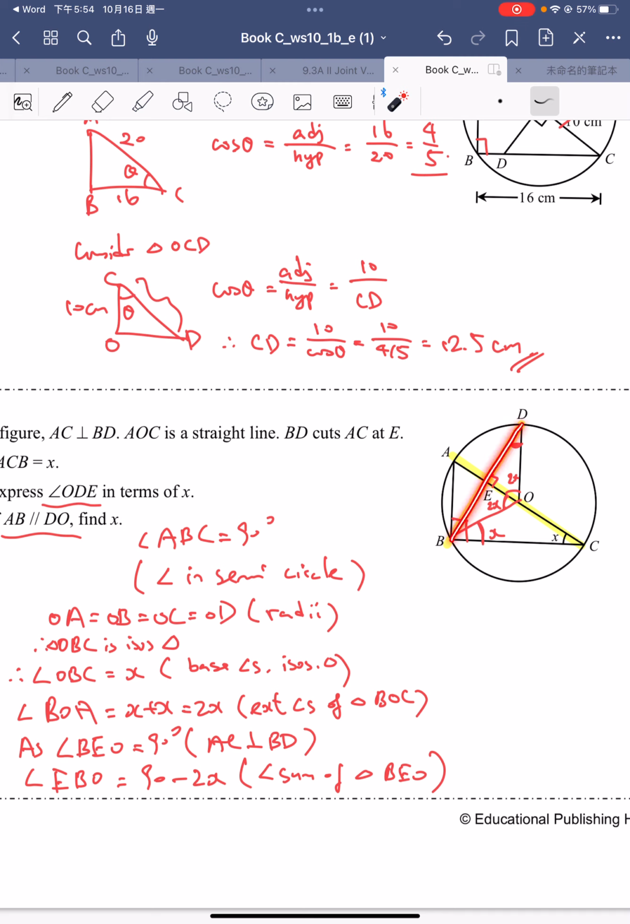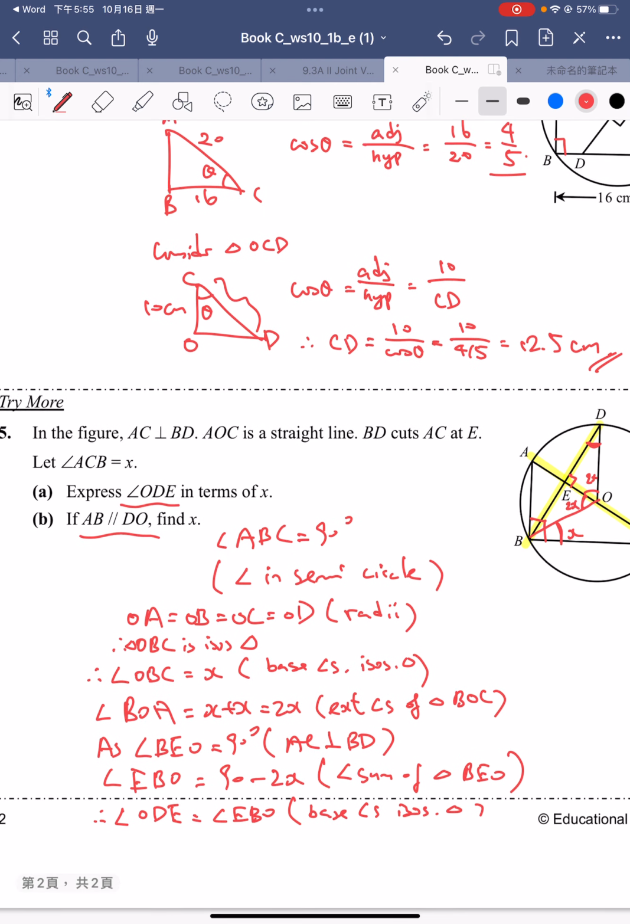So if you look at the triangle OBD, then these two angles are the same, because they are asking about what is the angle of the ODE. So we can say that the angle ODE is equal to the angle EBO. The reason for that is the base angles of isosceles triangle. So that's for question A.